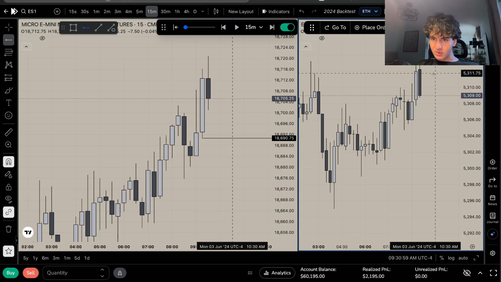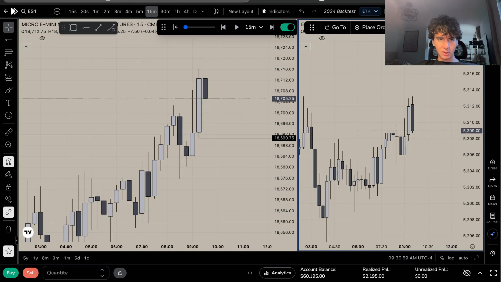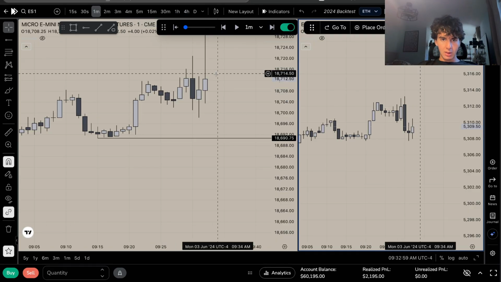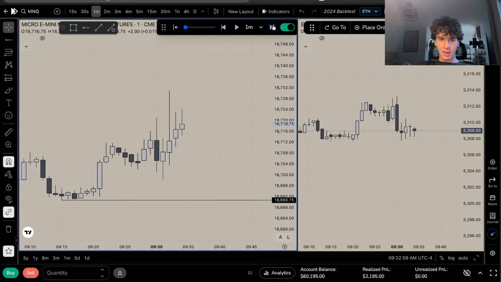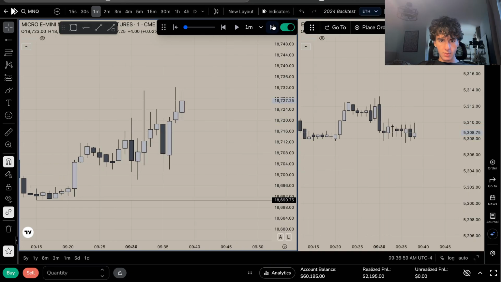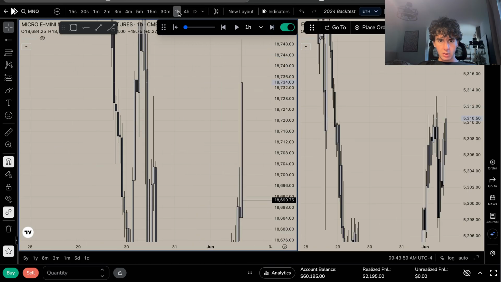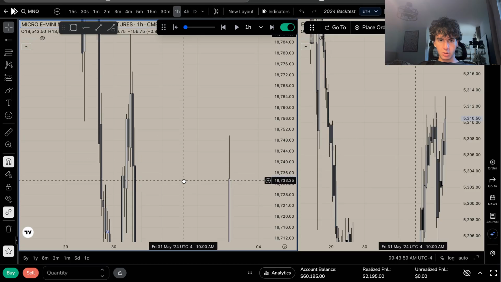Anyways, so we don't have this gap here. So I'm just going to be looking for some type of manipulation here from NQ. And if we don't get that, then we're kind of just chopping here. Not really getting much.